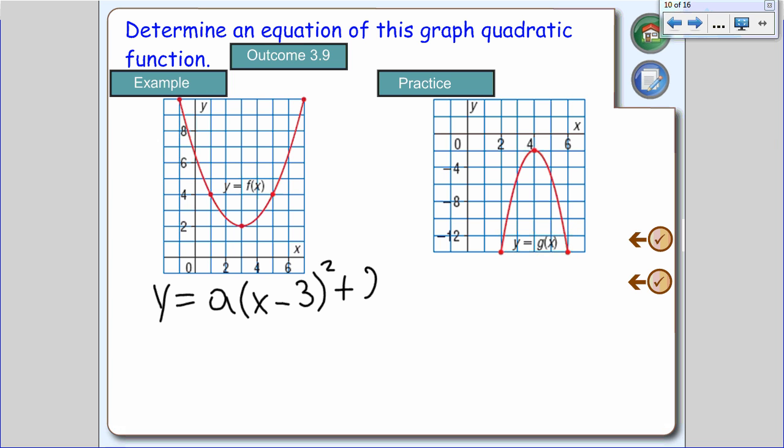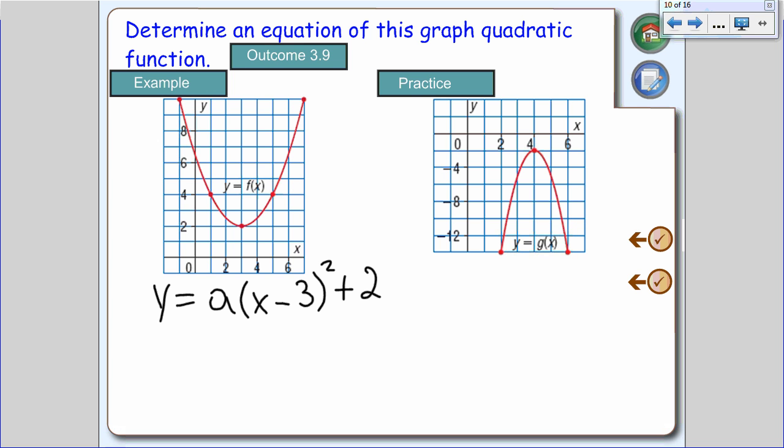Pick a point on the graph, use that x and that y, and plug it into your equation, and then isolate for a. Don't pick your vertex as your point. It won't work. You'll find that a is 0, and that's no good. So, pick another point on the graph.